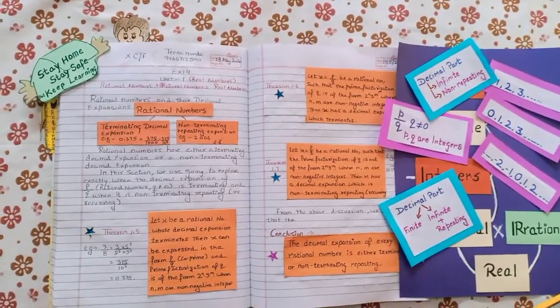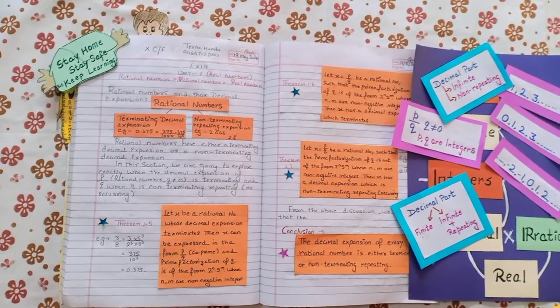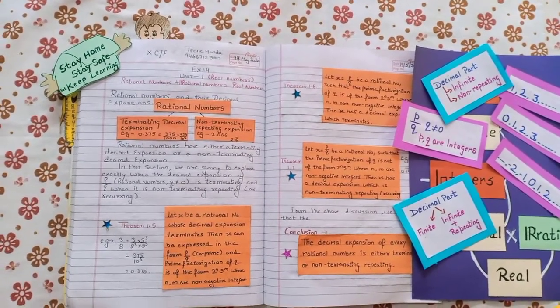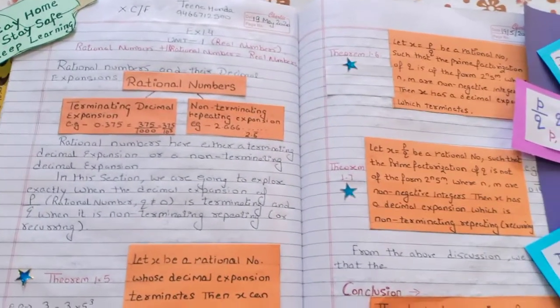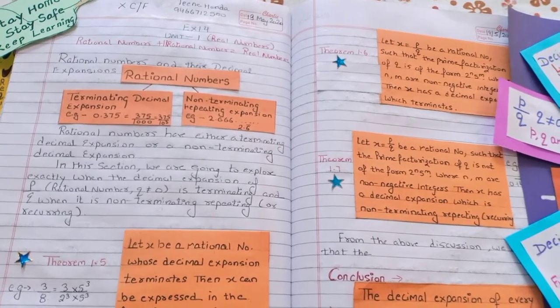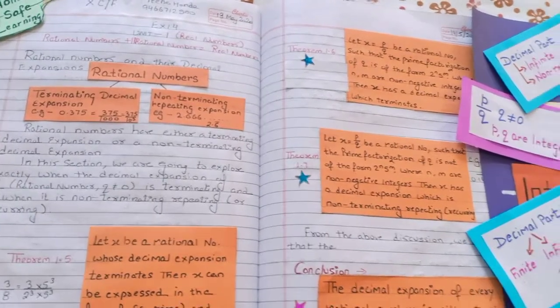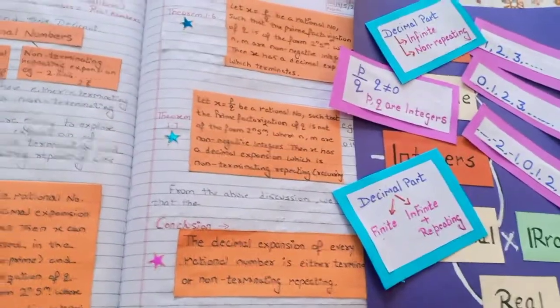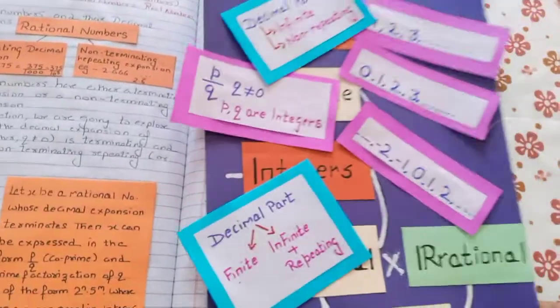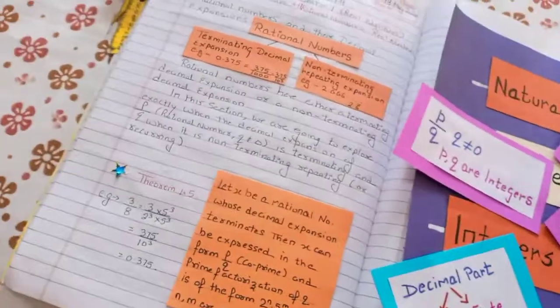Today I am going to teach you exercise 1.4, which is the last exercise of your first chapter, real numbers. Let's start. In this exercise, I am going to tell you about real numbers, which are a combination of rational numbers plus irrational numbers. First of all, I am revising some previous concepts once again to make this exercise easy for you. Okay, let's start.